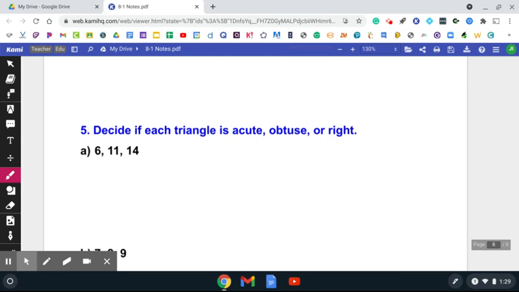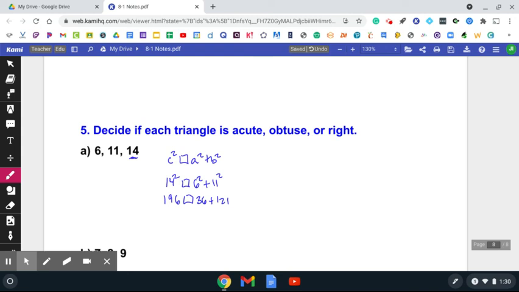So I'm going to do a squared plus b squared, and I'm going to compare that to c squared. Maybe we'll put my c squared over here because that's how I was doing it before. The c has to be the biggest value, so 14 has to go in place of c. And then I'll have 6 squared and 11 squared there. And I'm comparing these. So 14 squared is 196. 6 squared is 36. 11 squared is 121.